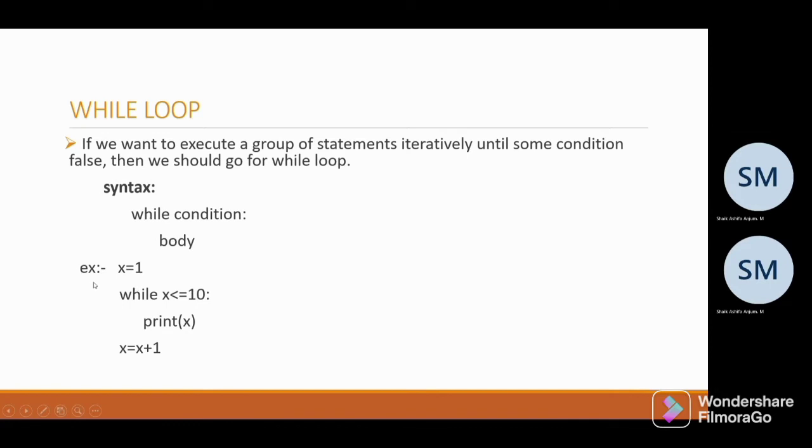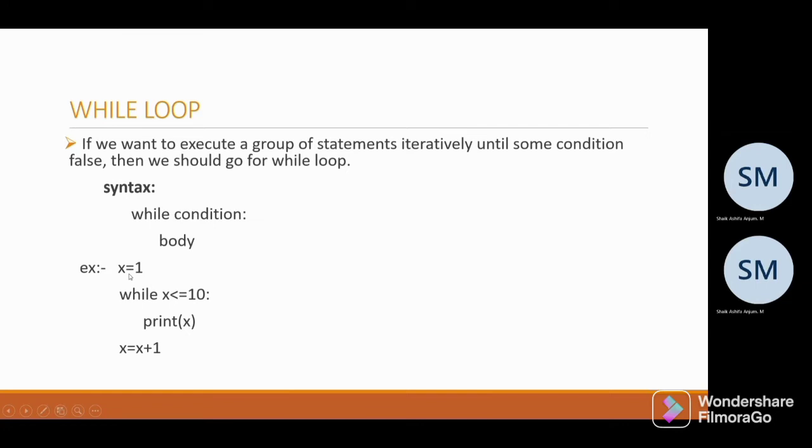Here is an example. Before giving the while condition, we have to initialize the value previously. Whatever variable we are using in the condition has to be initialized before the while block. x equals 1, while x less than or equals 10. This is the condition. And print x, and again the variable in the condition of the while block should be incremented.